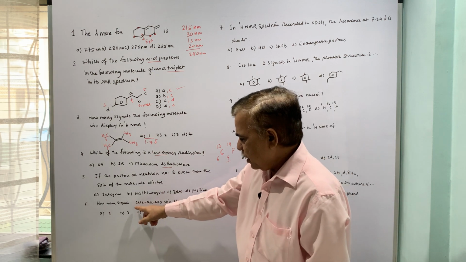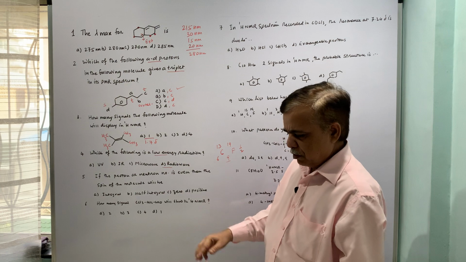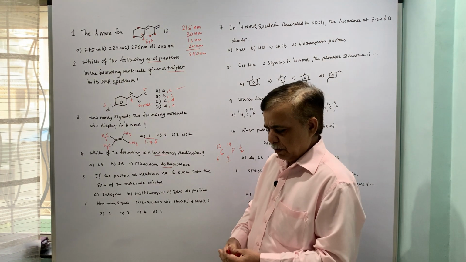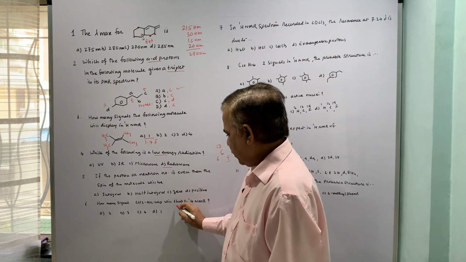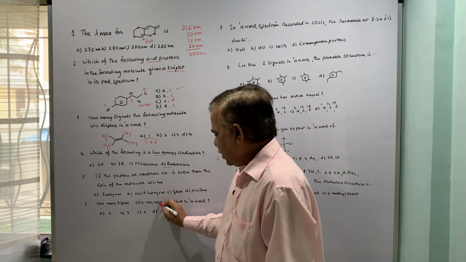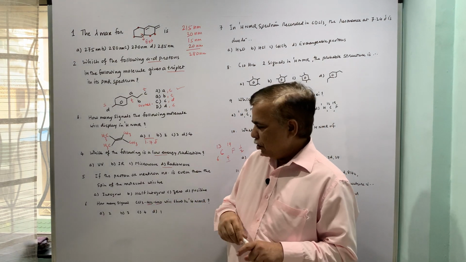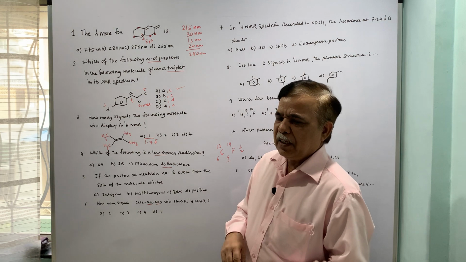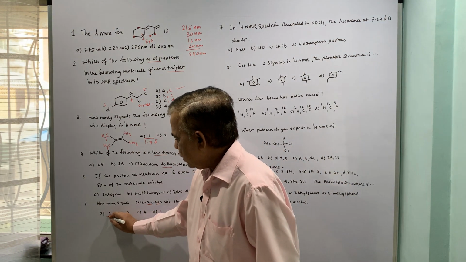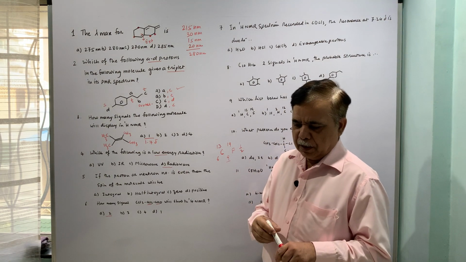How many signals will this molecule show in proton NMR? Of course, you can also ask for C13, but since it is not there in your syllabus, I am not talking about C13. How many signals, how many types of protons are there? The aldehydic proton and the methylene protons. So there would be 2 signals or 2 peaks in its proton NMR spectrum.